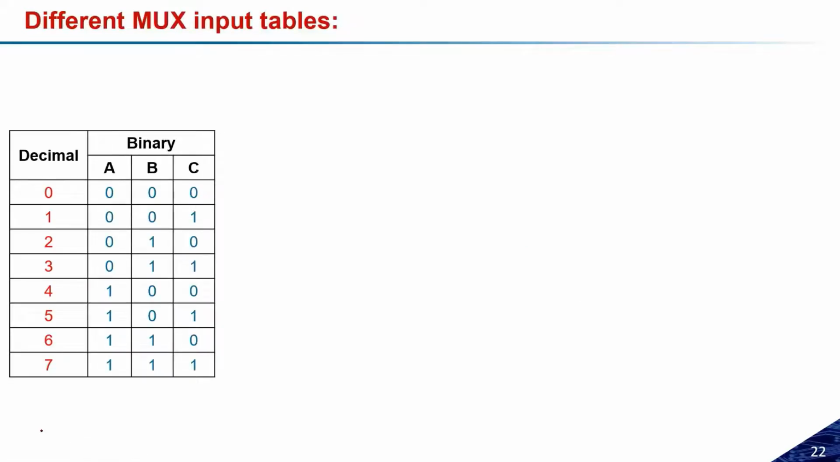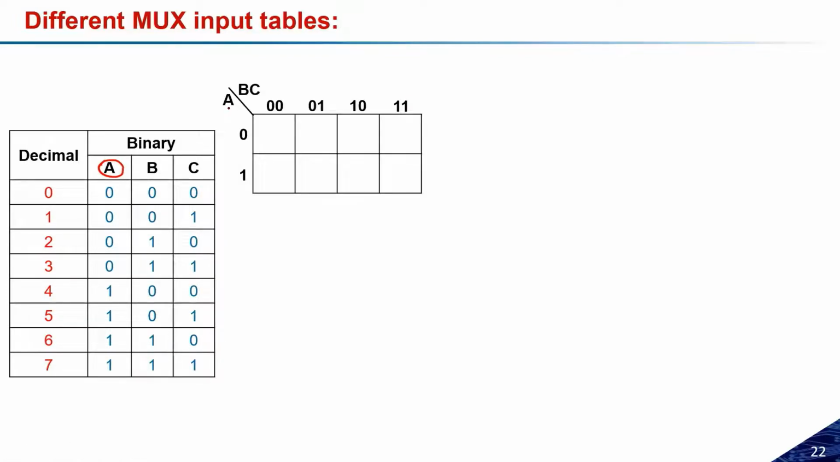Suppose I have 3 variables, and the total possibilities are 000 to 111. I'm considering A as the MSB and C as the LSB. After considering these things, let us see what the different possibilities of the MUX input table are. If the order is like this, because A is MSB, and B and C follow, they are following the order A, B, C. In that case, the numbering will be what we have already done: 0, 1, 2, 3, 4, 5, 6, and 7.